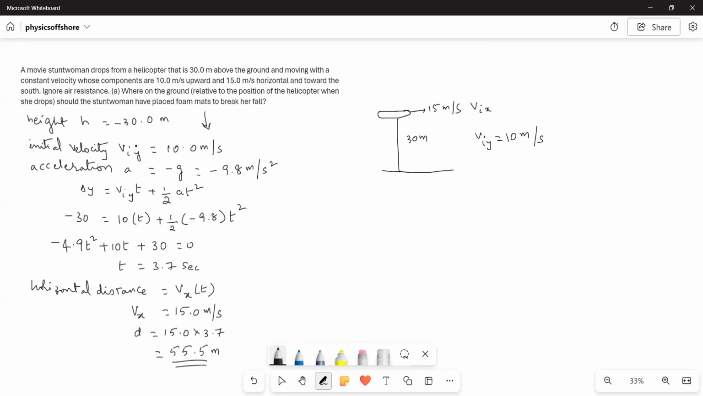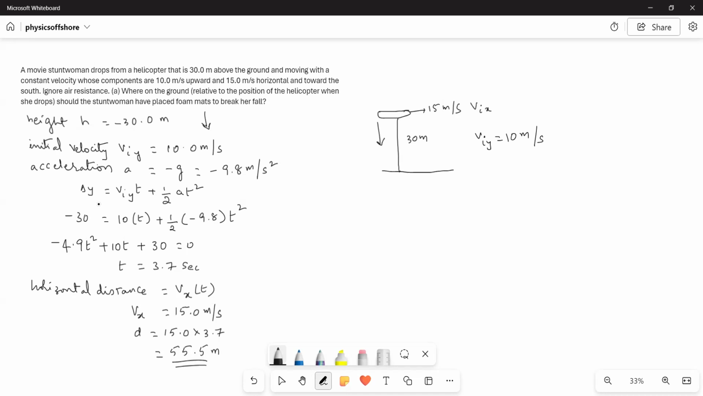10 meters per second, the same I wrote here. And then as she's falling down, the stunt woman is falling down. I took the downward direction as negative. So she's falling down, so this h is equal to minus 30. And then initial velocity is 10 meters per second and acceleration due to gravity, if she's falling down, so that downward direction I took as negative. So it is minus 9.8 meters per second square.